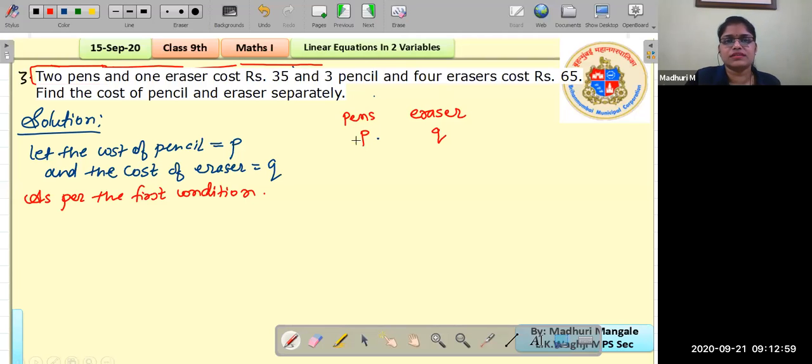So pens is, there are 2 pens. So write a 2 next to P, and there are how many erasers? 1 eraser. So write 1 next to Q, and adding them up, we should get rupees 35. That is how we get the first equation.